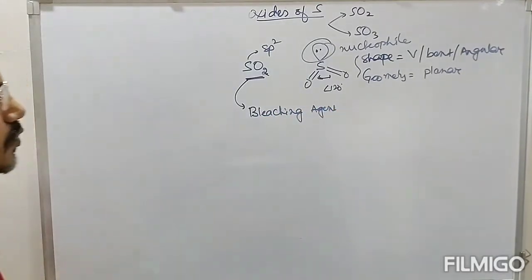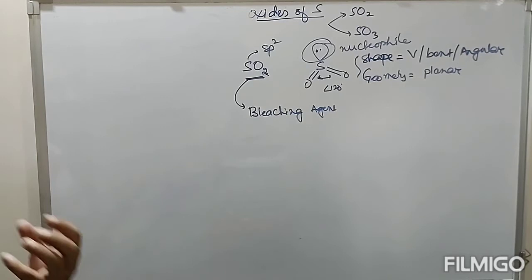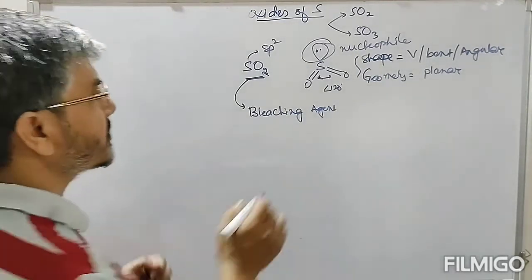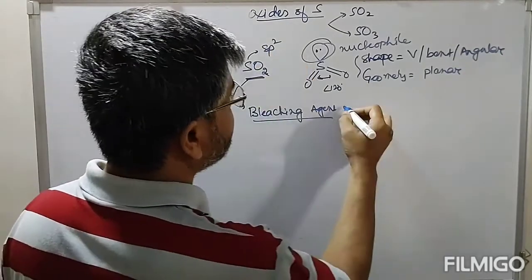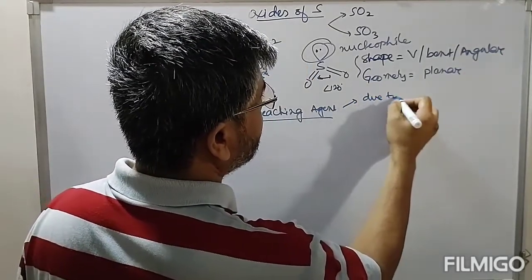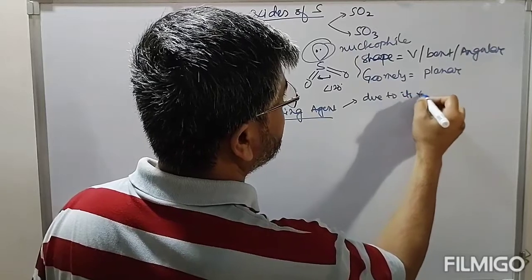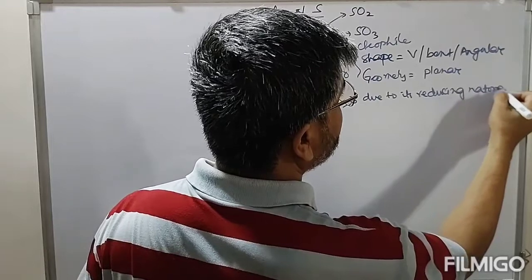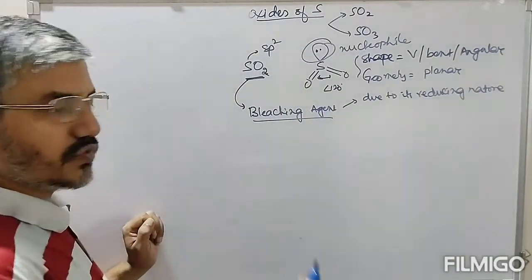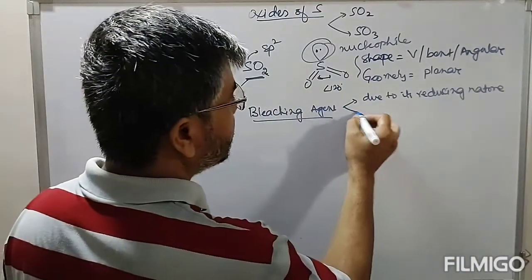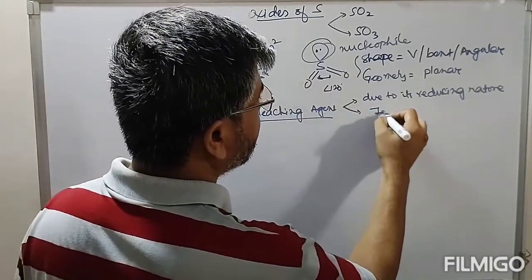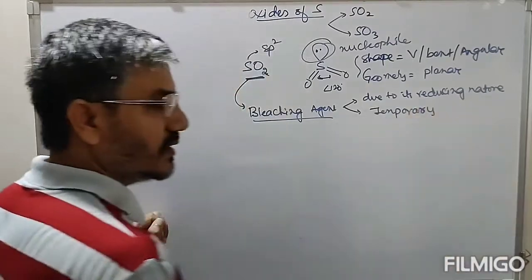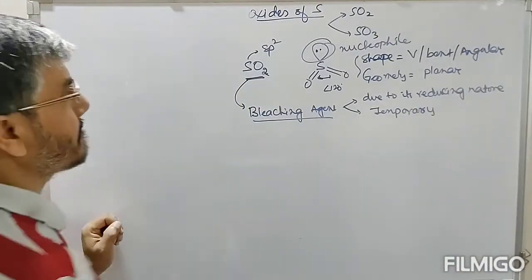So we'll just explain why sulfur dioxide acts as a bleaching agent. Bleaching means to fade the color. The bleaching action of this sulfur dioxide is due to its reducing nature, not due to an oxidizing nature. And the bleaching action of sulfur dioxide is temporary, that means on keeping for some time, again the color appears. So let me explain here.